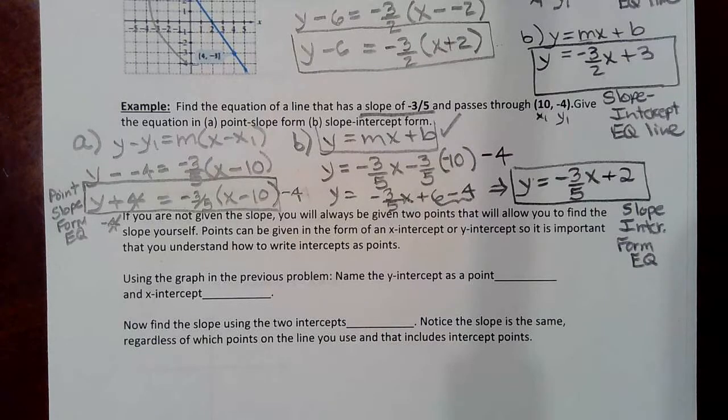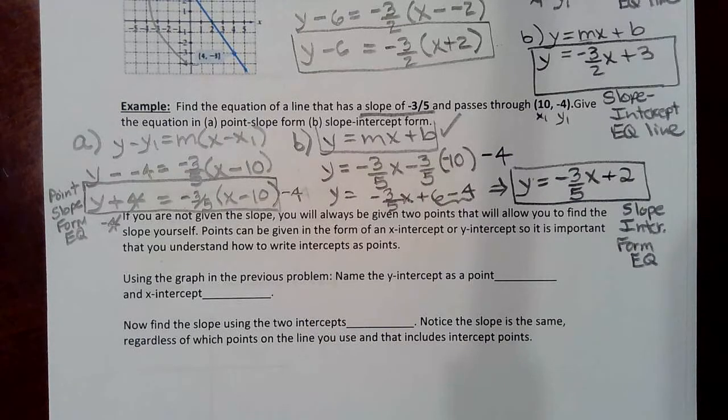If you are not given the slope, you will always be given 2 points that will allow you to find the slope. We've already gone through some problems like that. Points can be given in the form of an x-intercept or a y-intercept, so it's important to know how to take those intercepts and write them as a point with 2 coordinates. I already had an example for that.